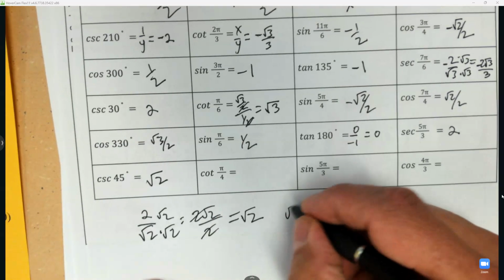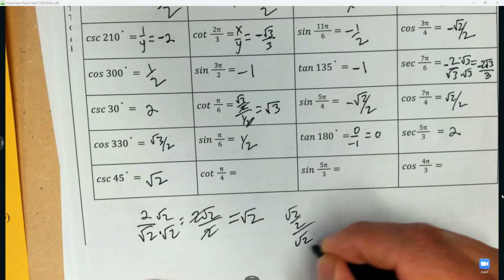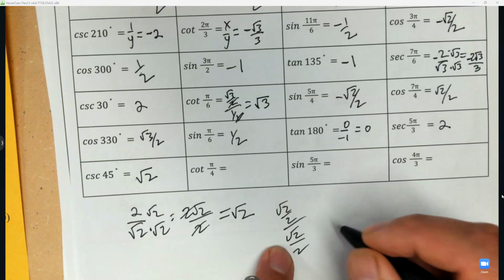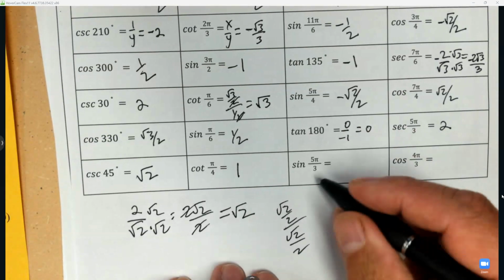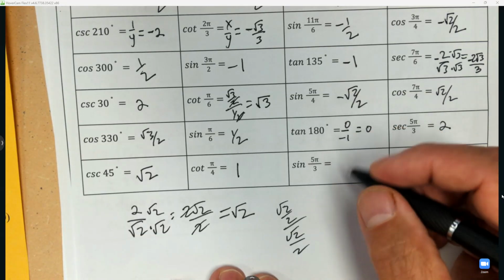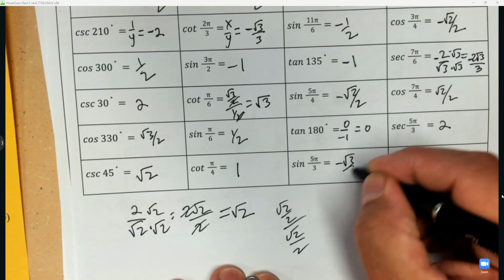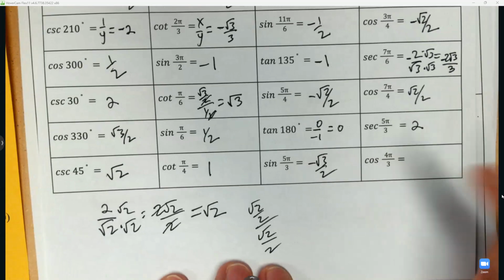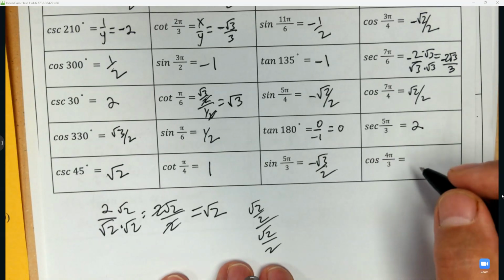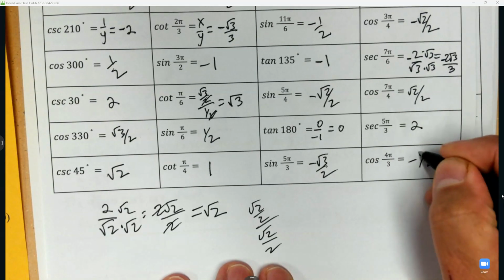Cotangent at pi over 4, that's when you take the x divided by y. They're the same number when you're dividing. Sine, just the y coordinate. And cosine, just the x coordinate. And you have your answer.